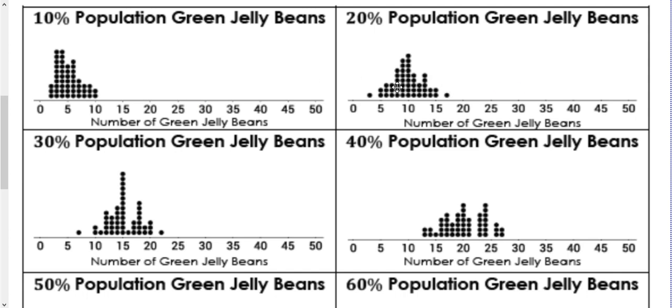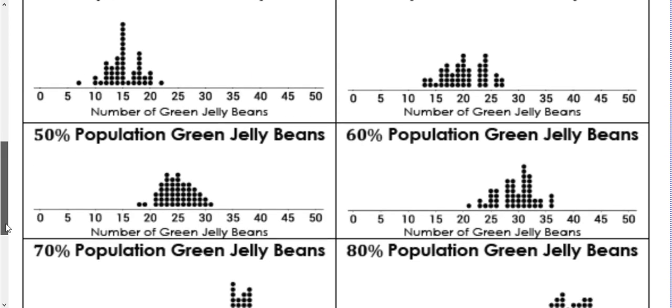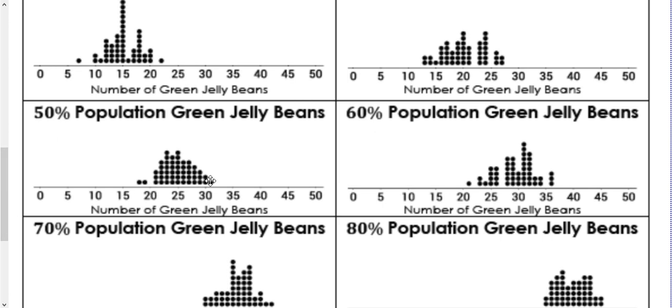Could it have been a 20%? Probably not. 30%? Probably not. 40%, it's getting closer, but again, 31 is still over here. So if it didn't happen in the first 50 times, the first 50 experiments, it probably isn't going to happen in the 51st. So here we can see, hey, look, in a 50% population jelly bean bag, 31 did come up one time.